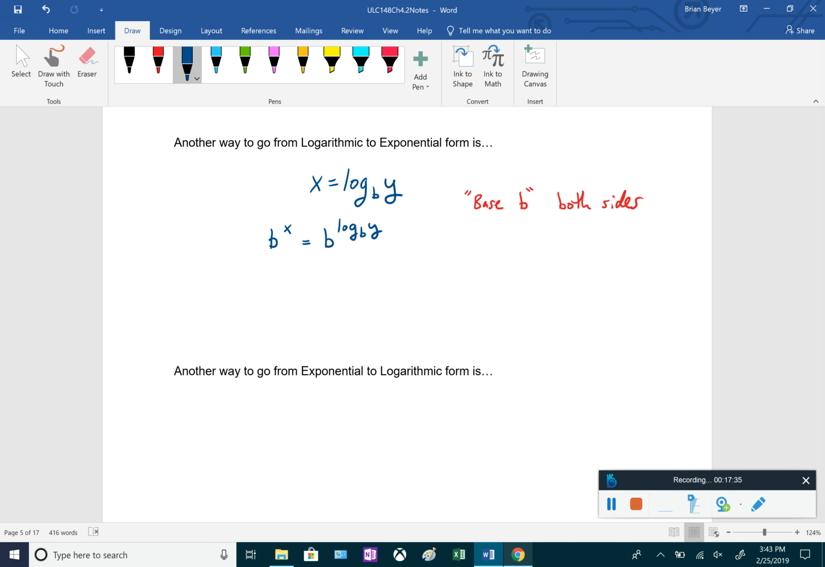The left-hand side stays the same. It's just b to the x. The right-hand side, we're actually using the inverse property here. b raised up to the log base b of y. They're both base b, same bases. They cancel. We're just left with y. So that gives us our exponential form.